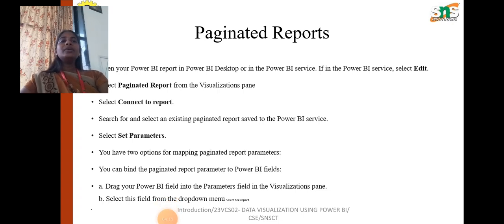And then how it will be edited: through the Power BI report in Desktop. In the Power BI service we have to select Edit, then select the paginated report from the visualization pane, then select connect to report, then search for and select an existing paginated report that is saved in the Power BI service, then select set parameters. Then you have two options for mapping paginated report parameters. You can bind the paginated report parameter to a Power BI field.